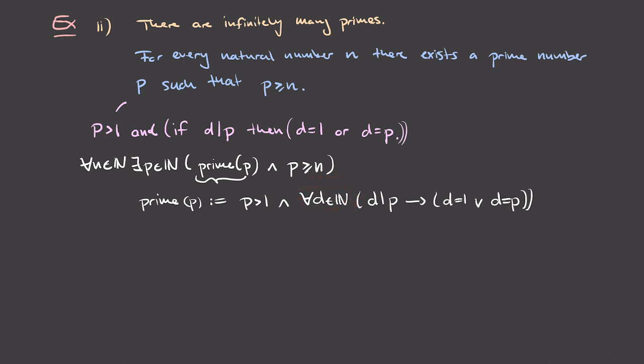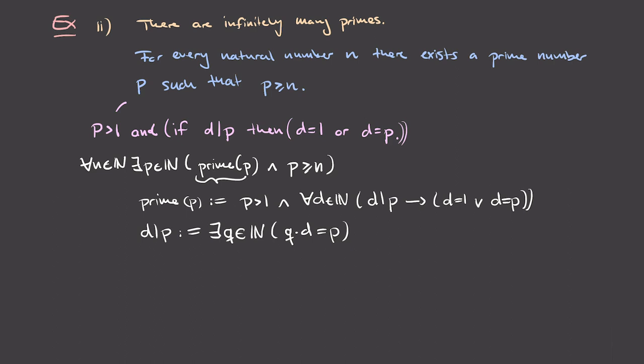Now, you might still complain that I haven't defined what this division here means, so what does it mean for d to divide p? This can itself be viewed as a predicate on d and p, so I can define this in terms of a first-order logic formula as well. So d divides p, what does this mean? Well, it means that there exists some other number q. This also needs to be a natural number, such that q times d is equal to p. So d divides p if we can find another number q, such that q times d is equal to p. Or another way to express that would be to say that d is a factor of p.